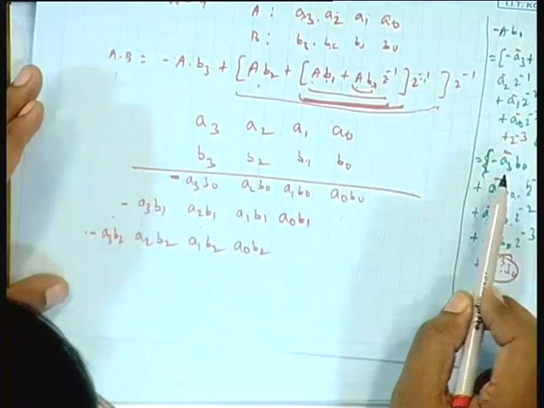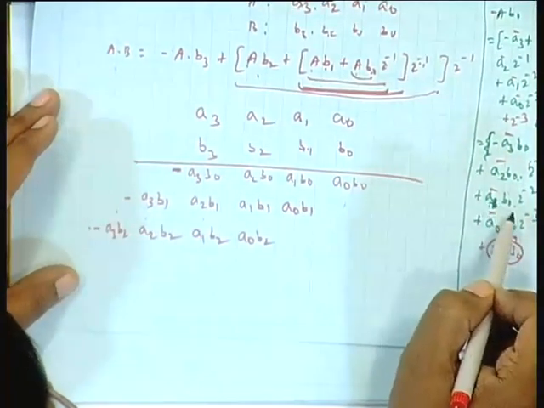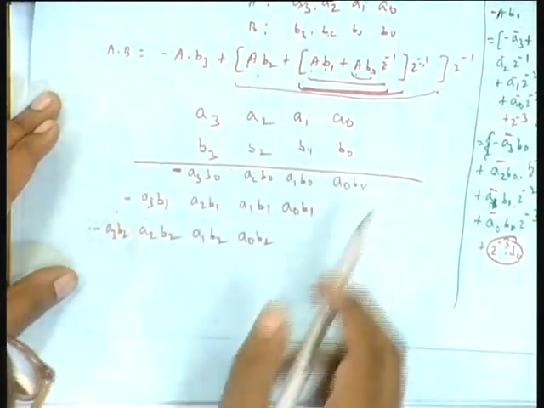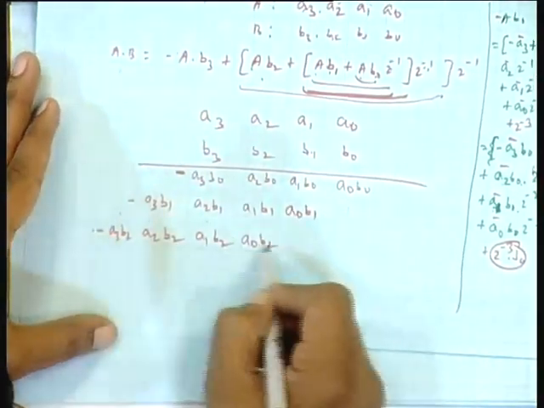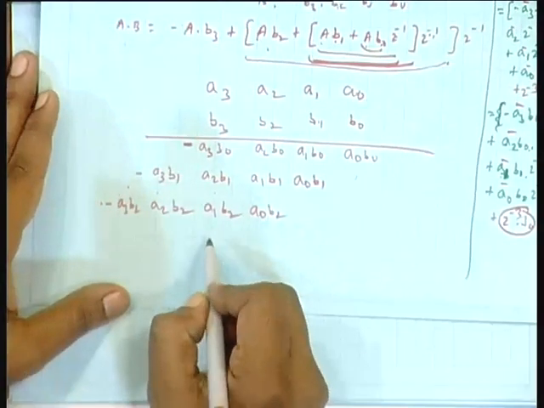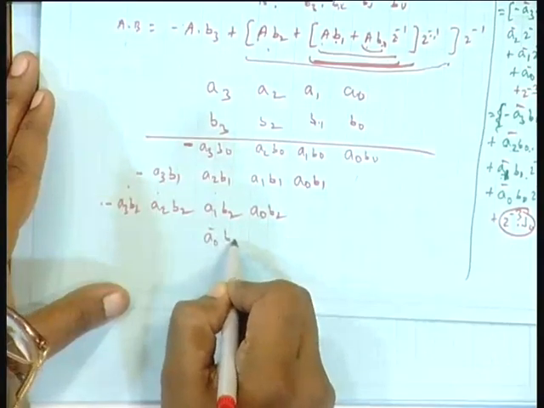First I am doing only this part, minus A3 bar, A2 bar, A1 bar, A0 bar, all multiplied by B3 and shifted 1 bit to the left with respect to the previous positions. That means, I will start here, here it will be A0 bar, yes, A0 bar times B3.